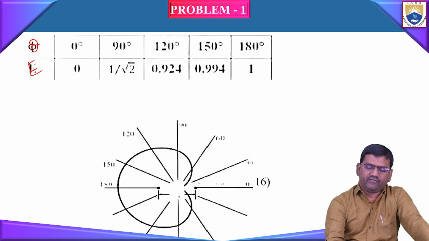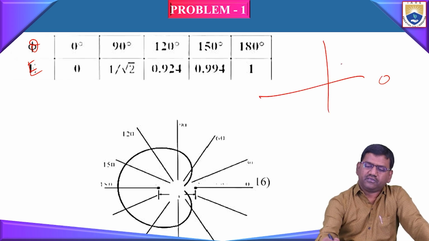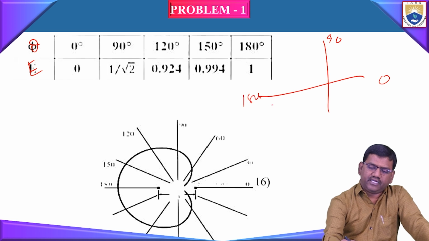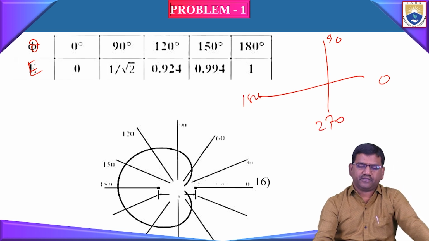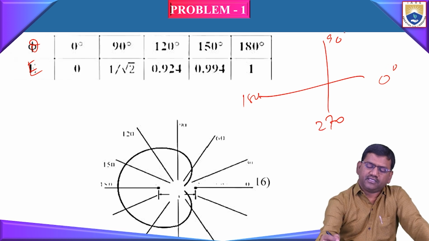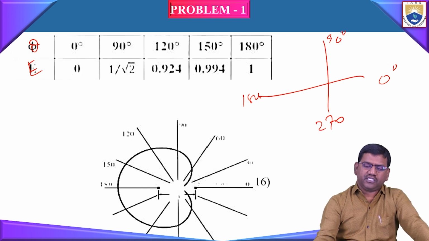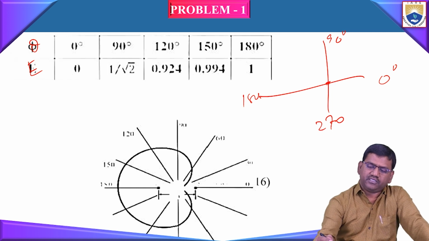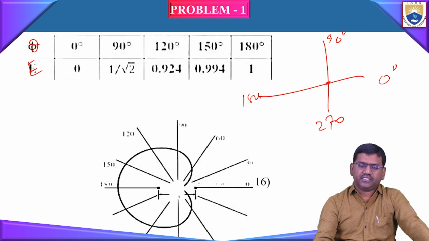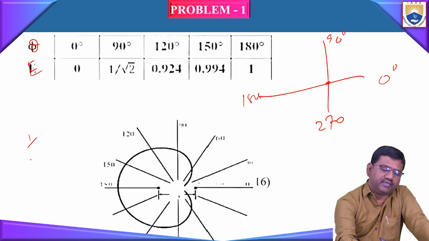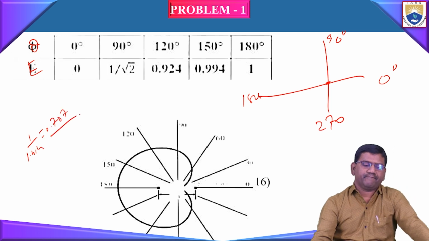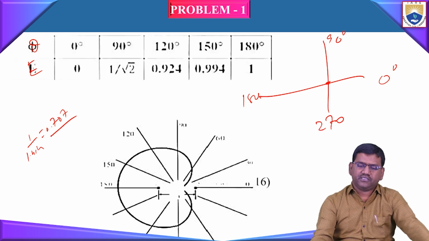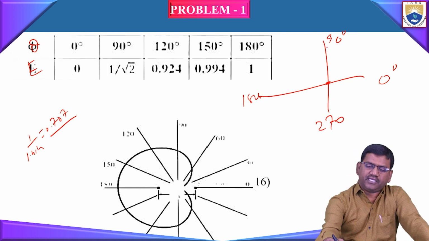So based upon the data, we are going to represent this as 0, this is 90, this is 180, and this is 270. So for 0 degrees we are getting the value as 0, the starting point. And for 90 degrees, it is 1 by root 2, which is 1 by 1.414, approximately 0.707. So when the value of theta is 90, you will get 0.707. Approximately you can draw.